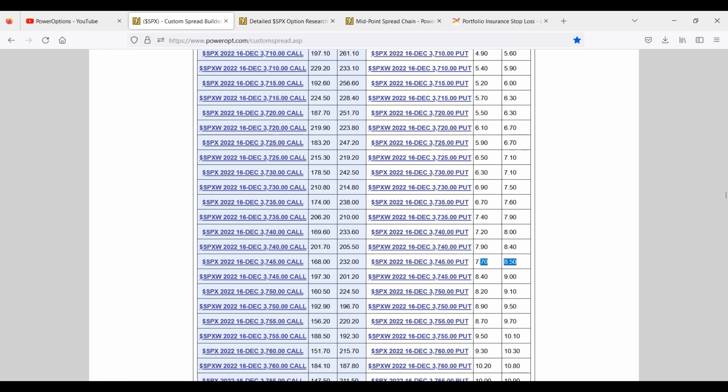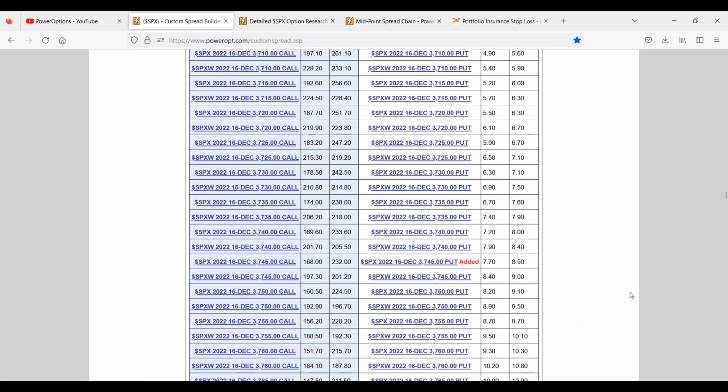37.45, 770 bid, 850 ask. We get midpoint. We're going to be around 810, $8. Let's use that to sell. Remember, SPX is at 39.34. We're selling the 37.45, so we're almost 200 points out of the money in this case.